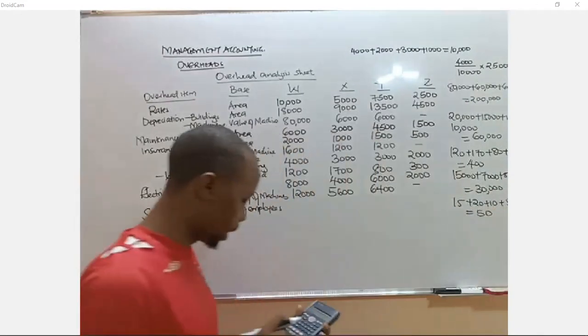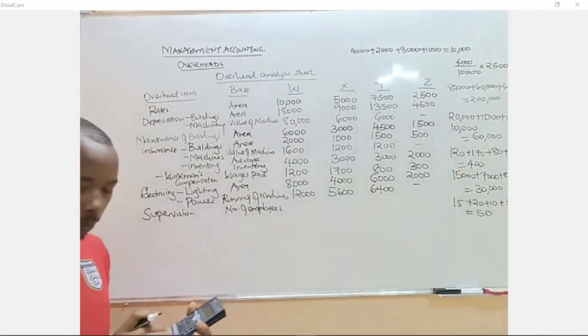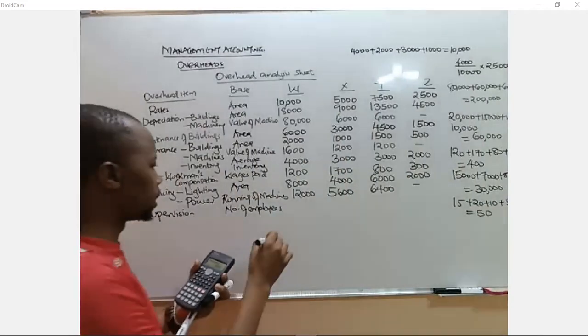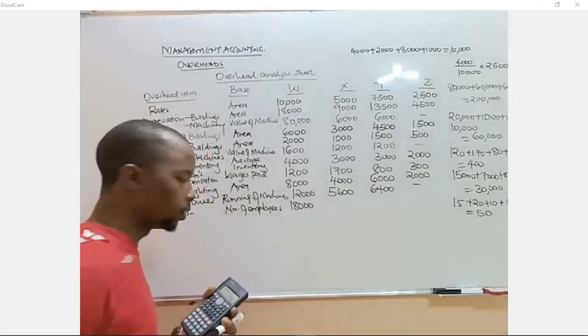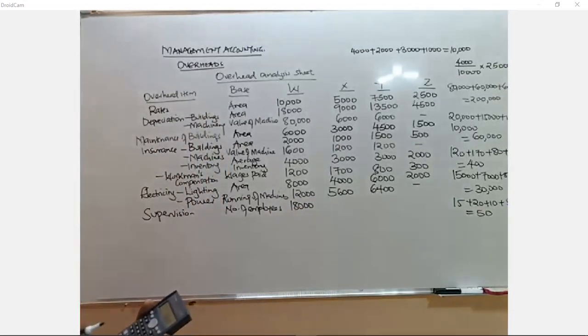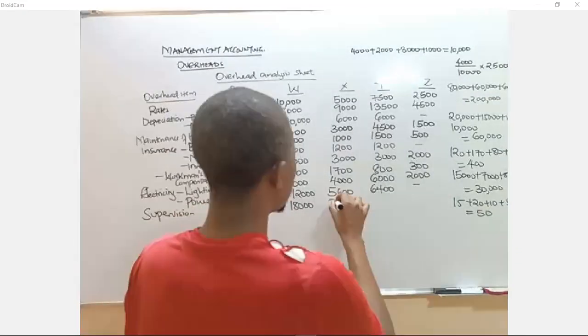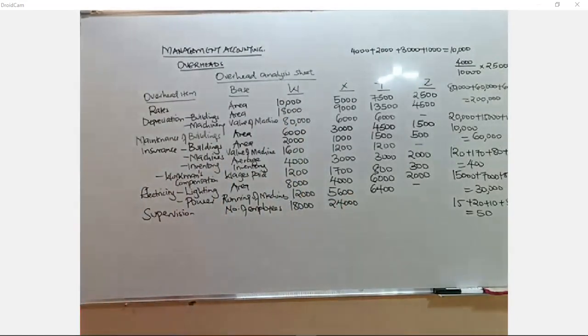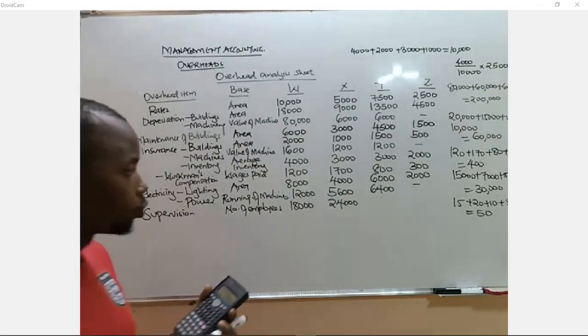The proportion is very easy: 15 divided by 50, then we multiply by the total amount for supervision, which is 60,000. Here we get 18,000 for department W. For the next one, we have 20 divided by 50, then we multiply by 60,000, getting 24,000. The next one is 10 divided by the total, which is 50, then we multiply by 60,000, getting 12,000.